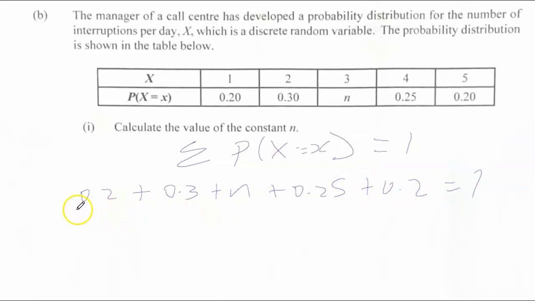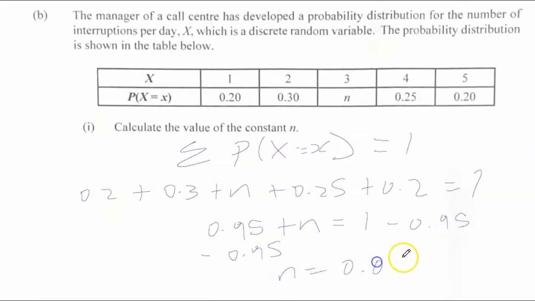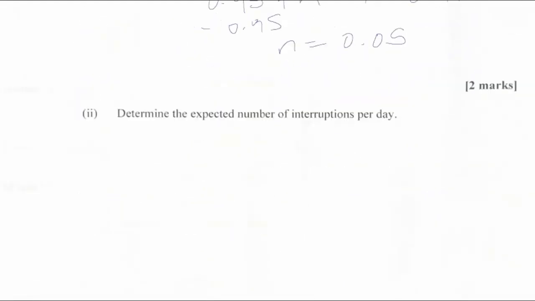If we add all the values here, 0.1, 0.3, that's 0.4, and 0.25, that's 0.65, and 0.2, that's 0.85. So 0.85 plus N must be equal to 1. Solve for N, we can subtract from both sides. So N equal to 0.15. So the value of N is 0.15. Determine the expected number of interruptions per day.